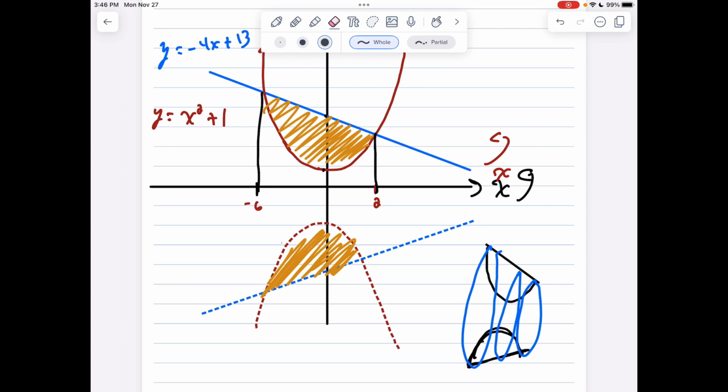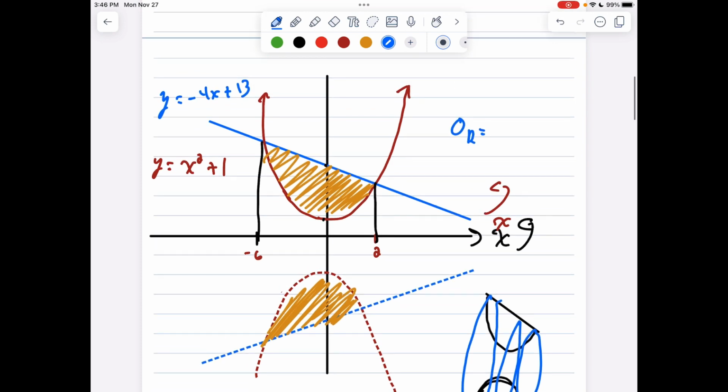In our case, the outer radius would be minus 4x plus 13, because the axis of rotation is the x-axis. The function farthest from the axis of rotation that's bounding this region is minus 4x plus 13, so the whole distance is this vertical distance. And the inner radius, I sub r, would be the parabola x squared plus 1, because it's the function closest to the axis of rotation.